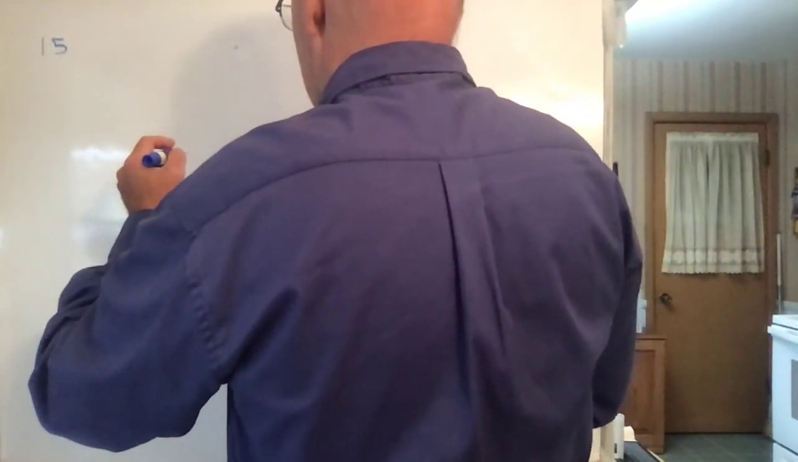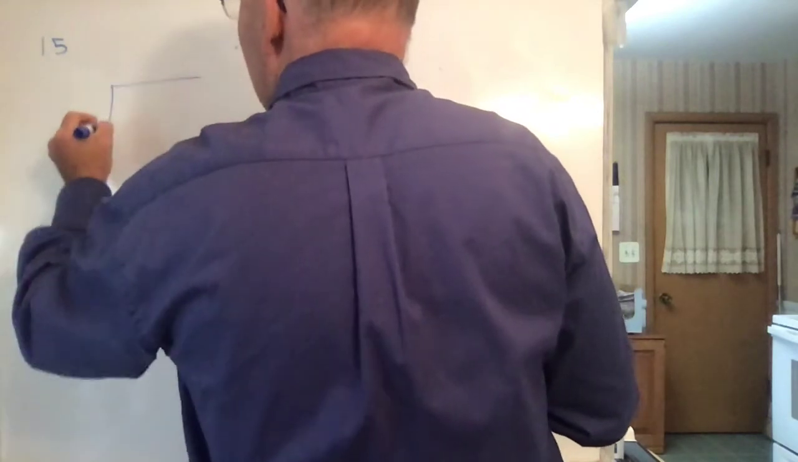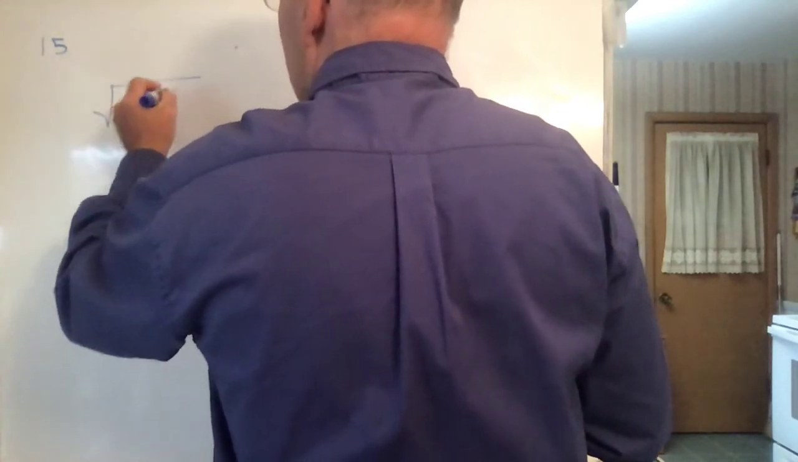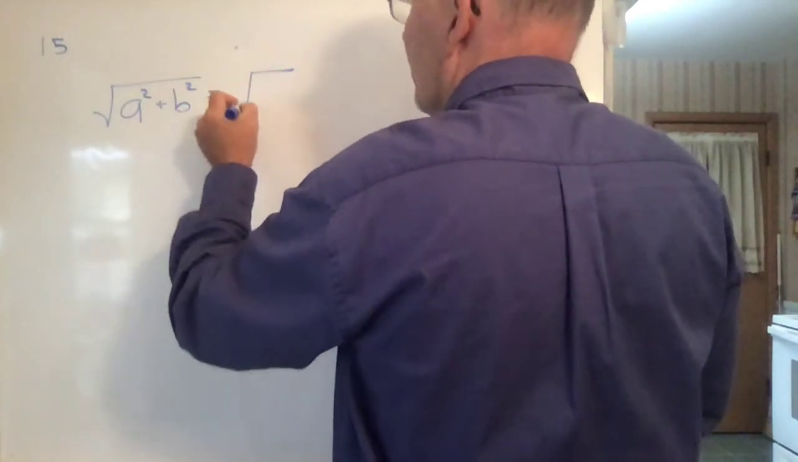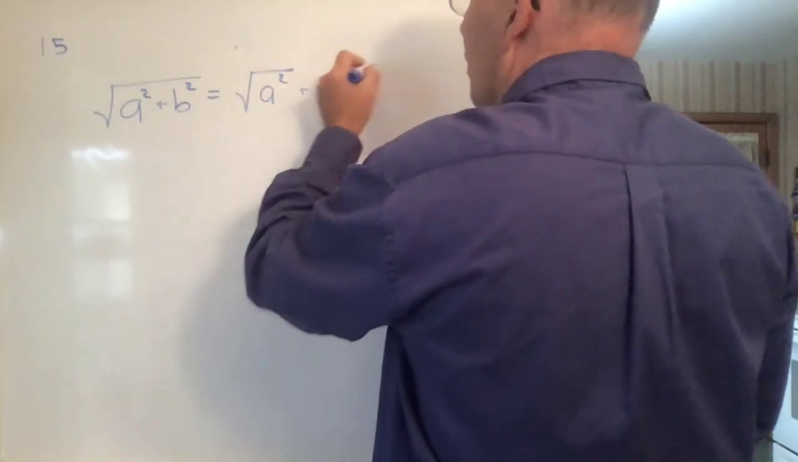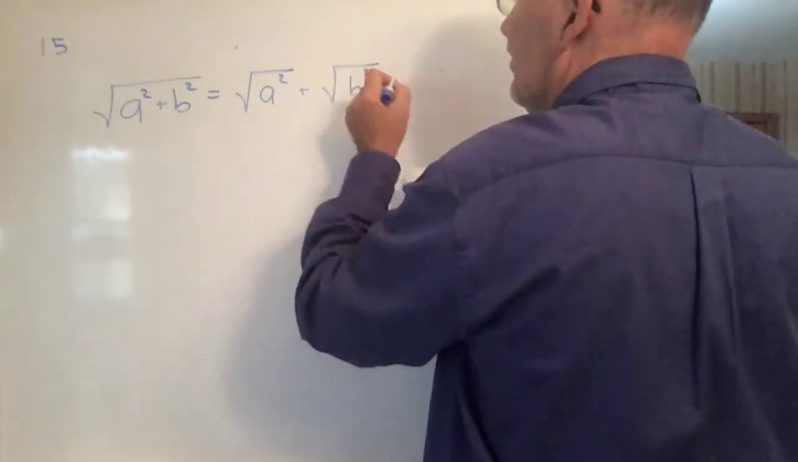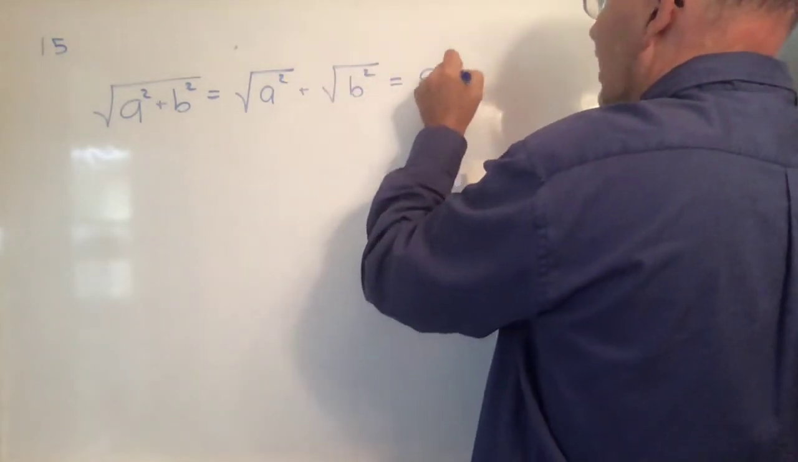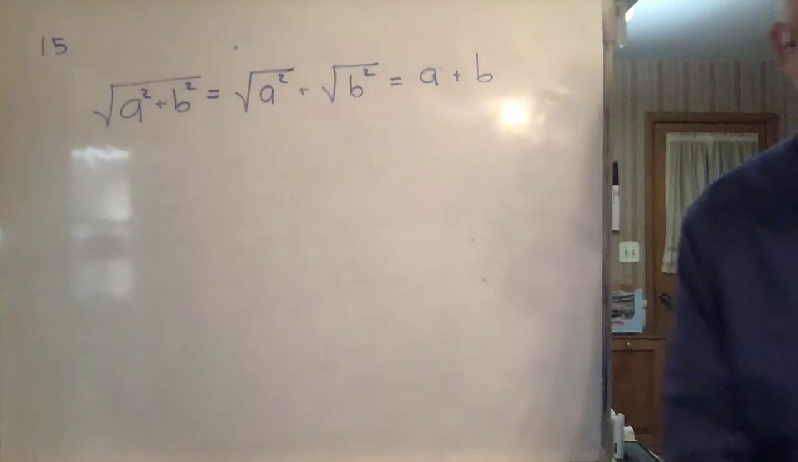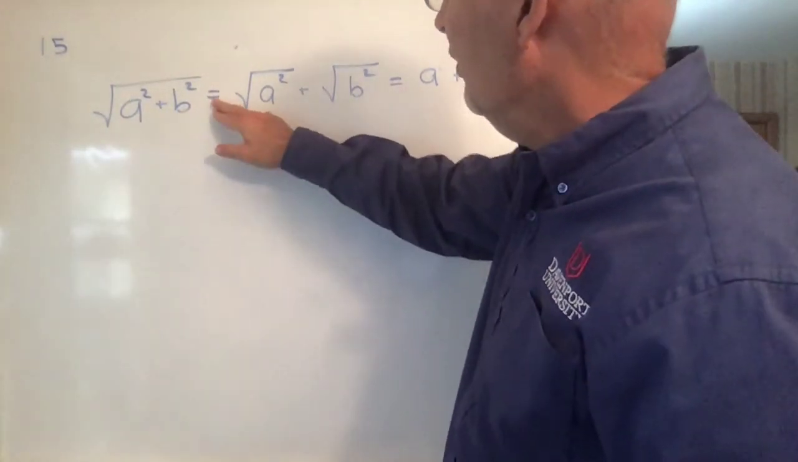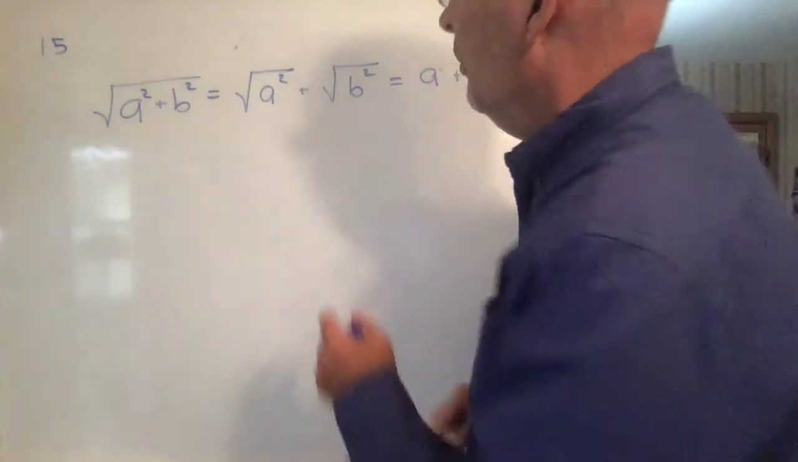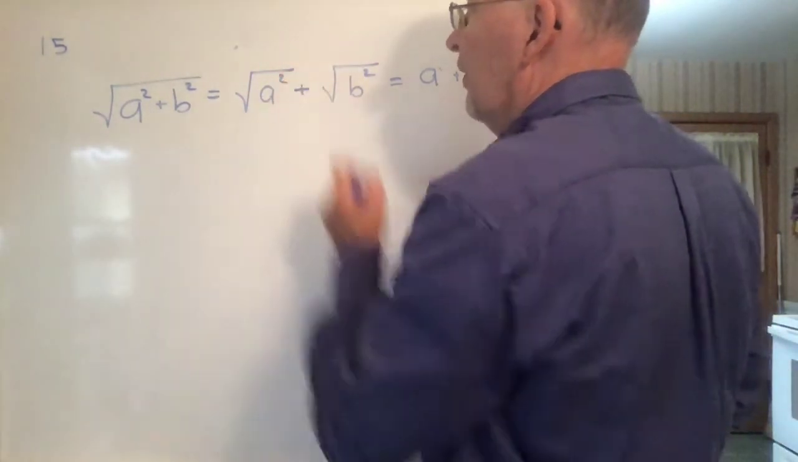Number D says, is this the case? A squared plus B squared, is that equal to the square root of A squared plus the square root of B squared, which is just A plus B? Is that correct? We just said that if these two things are multiplied, then you can break it up. What about if they're added? Can you break it up then?